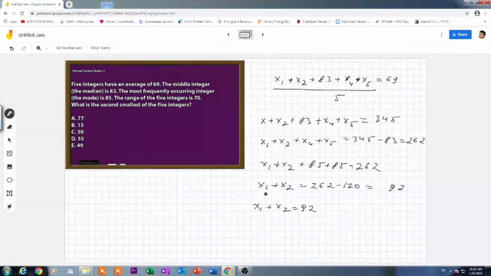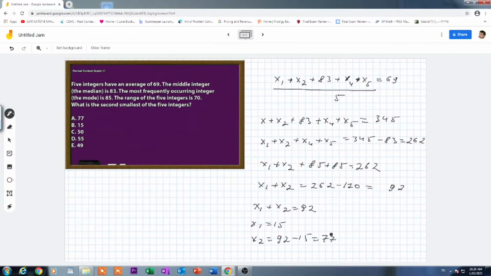And what else do we know? The range of the 5 integers is 70. So the highest number is 85. So the lowest should be 15. So x1 is 15. Then x2 equals 92 minus 15 equals 77.